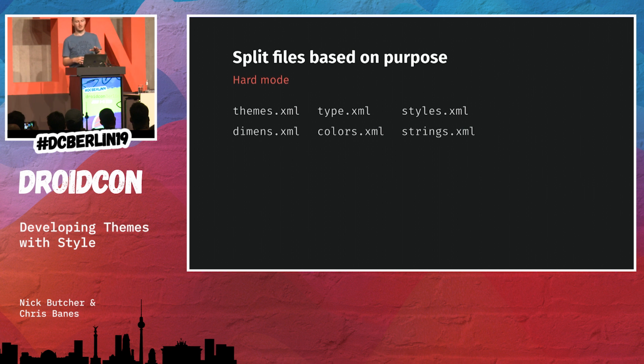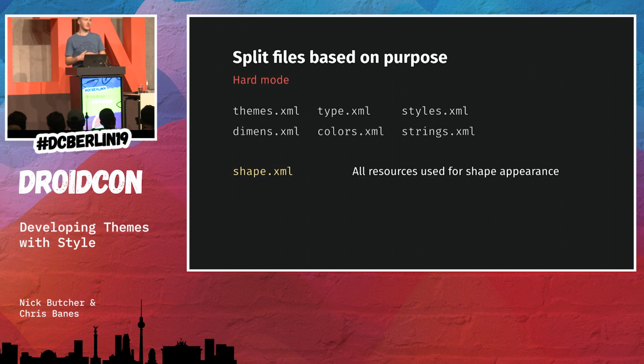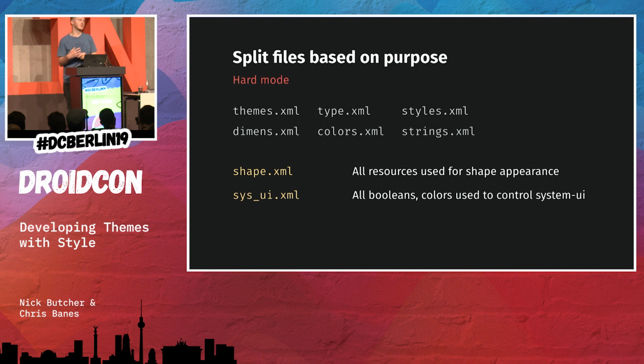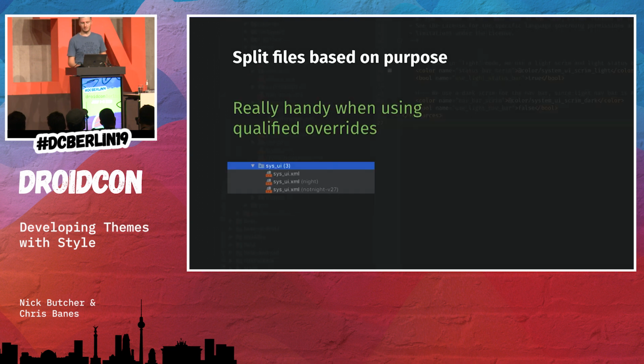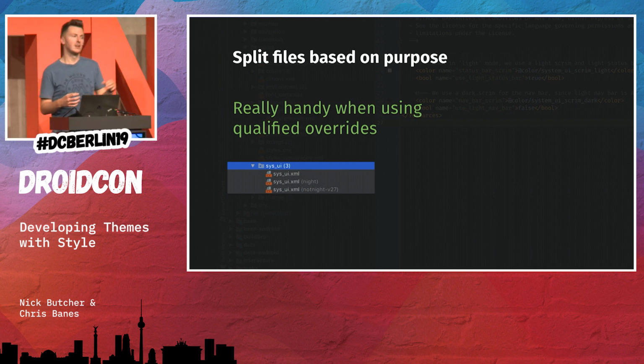So if you want to go even further and start grouping, drilling down into the more semantic types, you could do stuff like this. Material brings this idea of shape appearance into your themes and styles. So you could have all your shape in shape.xml. Anything to do with SysUI, so if you're changing navigation bar colors or flags or whatever it is, could go in that file. Android Studio, and the Android view in particular, makes this really easy because it will group those files nicely across all different resource qualifiers and API levels. So if you have them all the same name and they're all logically trying to contain the same thing, you can easily see and drill down into the different configurations.